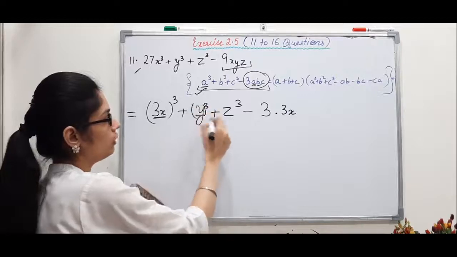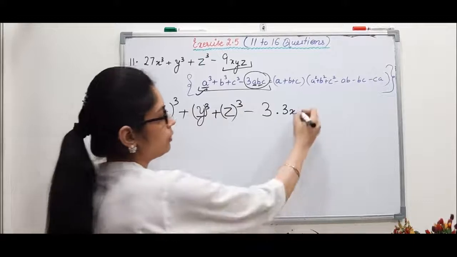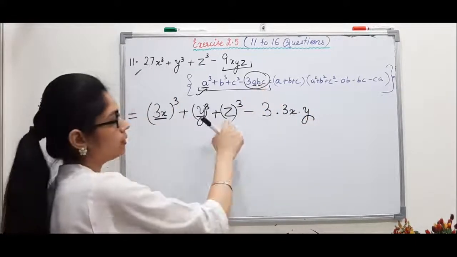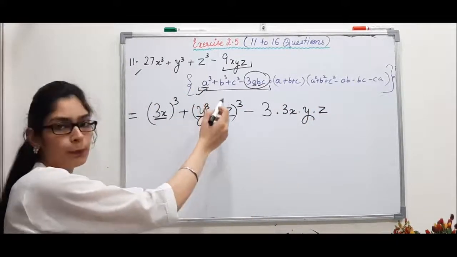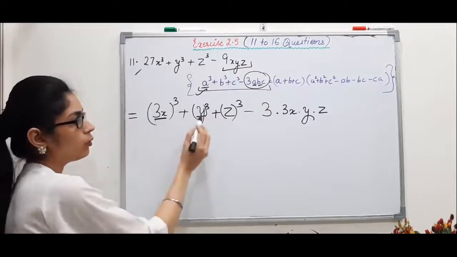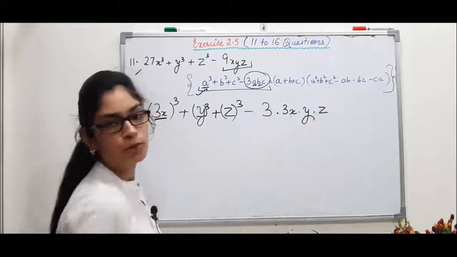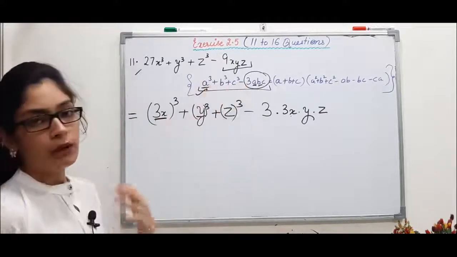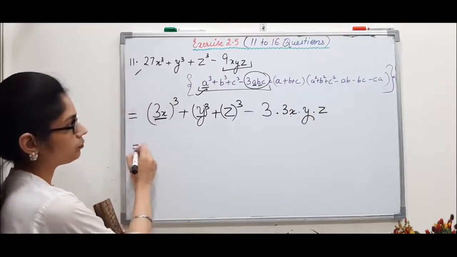So this whole we will write in this way, whole cube. The second expression is y, so here we can write y. The third expression, in place of c, is z. So here also you can see a cube plus b cube plus c cube minus 3abc. This is a cube, this is b cube, this is c cube, minus 3abc. So now we have got this form. Once you have got this form, now we can use this expansion and we'll factorize.